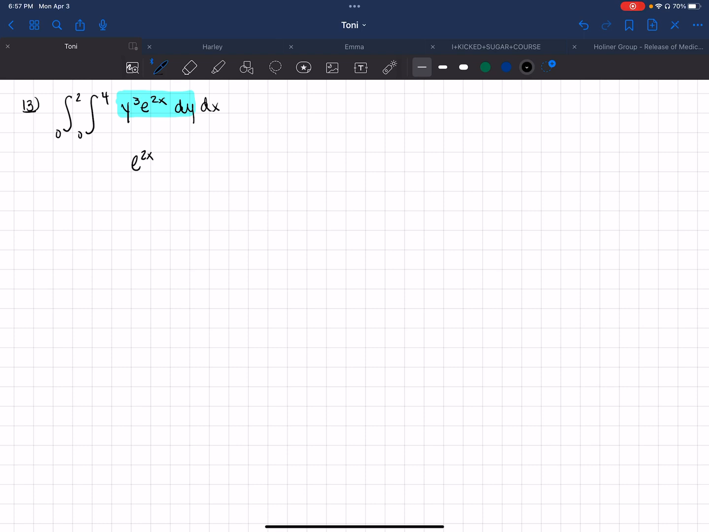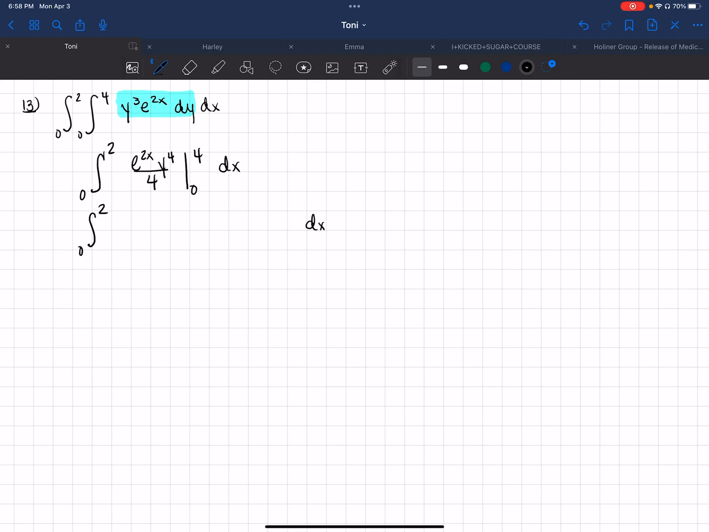Okay, and let's talk about that y cubed. Now I'm going to add 1 to the exponent. It's y to the 4th, and then divide by that new exponent, 4. I'm going to need to evaluate that from 0 to 4. This, of course, is all the while that other integral is on the outside. I'm going to rewrite that 0 to 2 and put that dx out there.